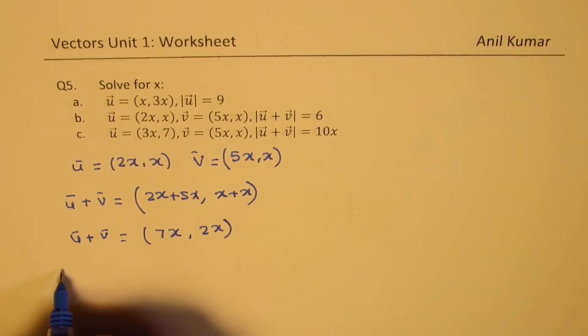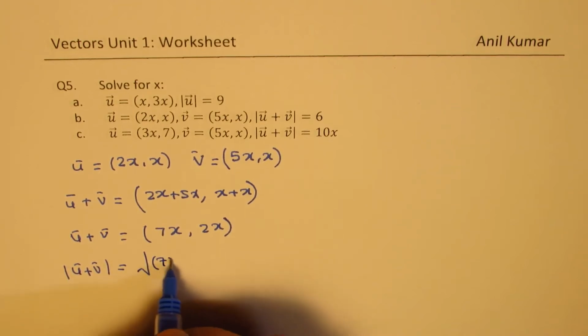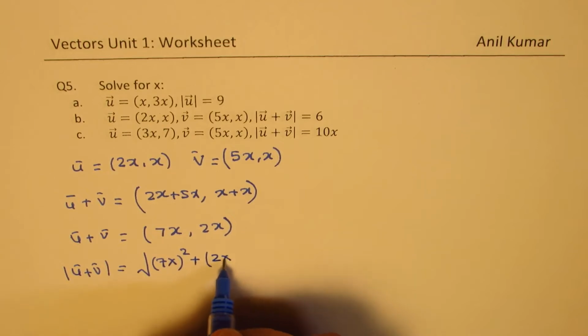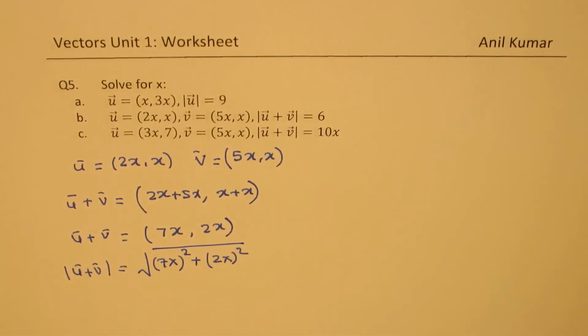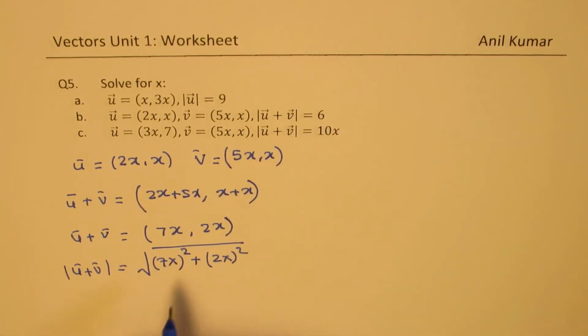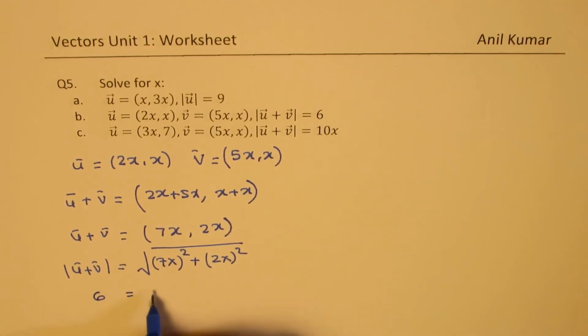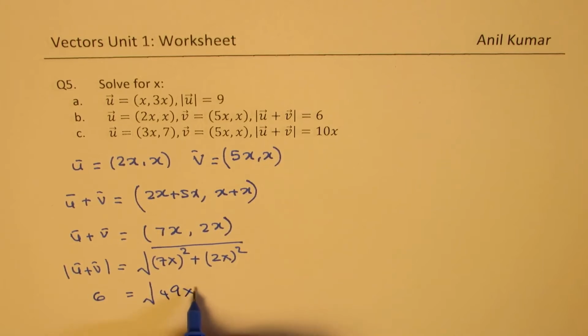What is the magnitude of this vector? Well, the magnitude of this vector will be the square root of 7x whole squared plus 2x whole squared, right? Now this magnitude is given to us as 6, right? So we can write this as 6 is equal to the square root of 49x squared plus 4x squared.